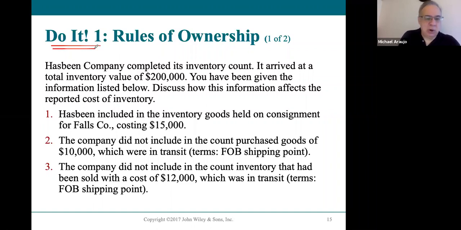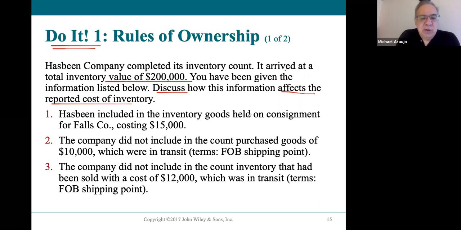Again, everything you know all about already: rules of ownership. Here it says Has-Been Company completed its inventory count. It arrived at a value of inventory of $200,000. You've been given the information listed below, and you are to discuss how the information affects the reported cost of inventory.